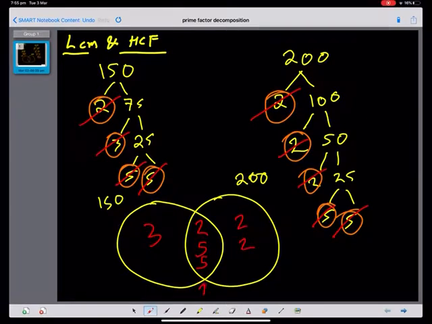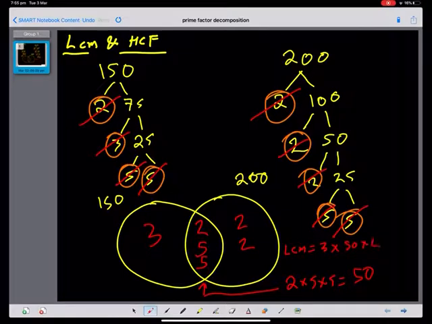Okay, so the highest common factor is 2 times 5 times 5, which is 50. And then the lowest common multiple is the rest of them: 3 times 50 times 4. Well, do that on your calculator. 3 times 4 times 50, which is 600. Okay, let's have a look at one more question.